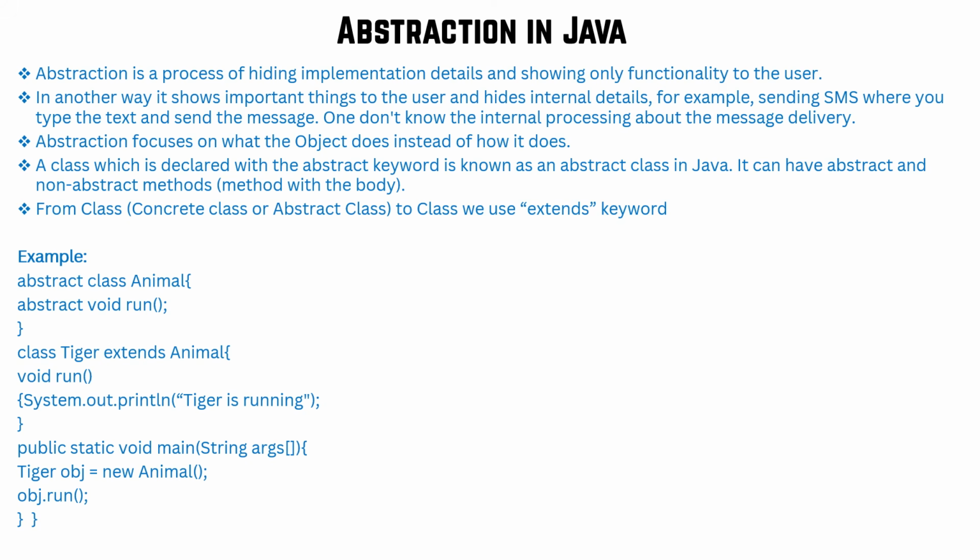Abstraction is nothing but hiding the implementation details. You can create an abstract class. An abstract class can have abstract and non-abstract methods. An abstract method means no body. A non-abstract method can have a body. An abstract class cannot be instantiated; an object or instance cannot be created. You can create one more class, extend it, implement all the unimplemented methods, and use them there.